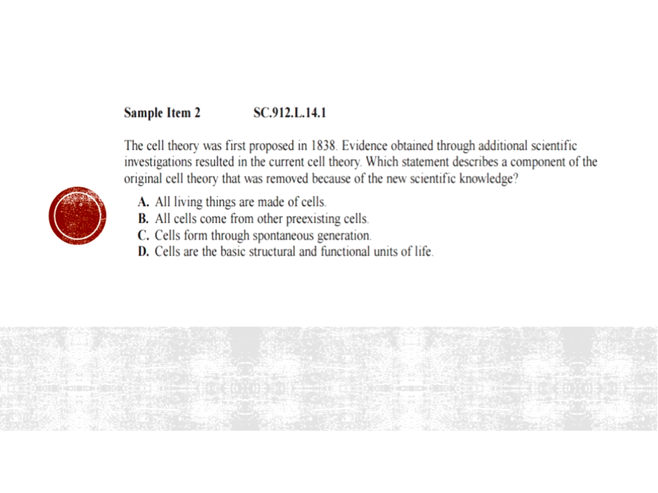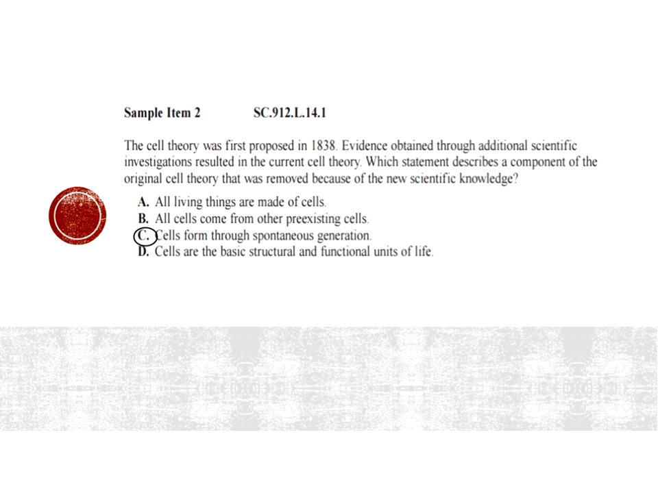This one's on the cell theory. Okay, good, thanks. All right, the cell theory was first proposed in 1838. Evidence obtained through additional scientific investigations resulted in the current cell theory. So which of those statements describes a component of the original cell theory that was removed because of new scientific knowledge? So which one of those do you think is no longer part of the cell theory currently?